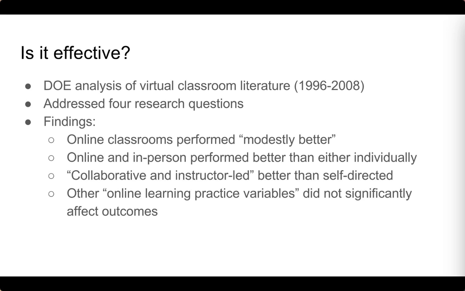But nevertheless, they were able to find a couple things. They found that online classrooms performed modestly better than in-person classrooms. Online and in-person, meaning a mixture of the two approaches, resulted in better performance than either system individually. They found that having an instructor supervise the online curriculum was more effective than self-directed learning. And they identified 13 online learning practice variables. They found that 11 of them were not statistically significant. The 2 that were significant were the mixture of online and in-person, and the instructor-led as opposed to the self-directed.